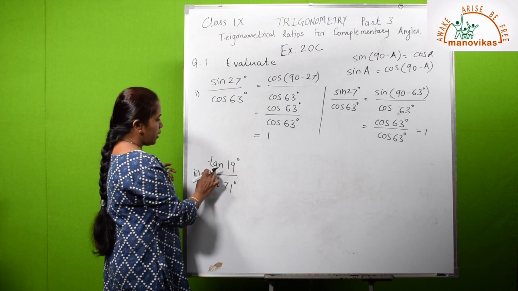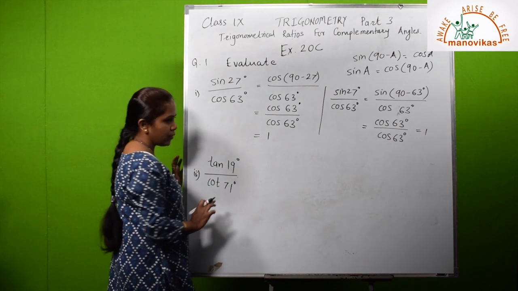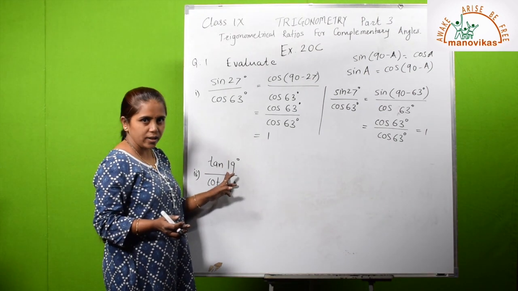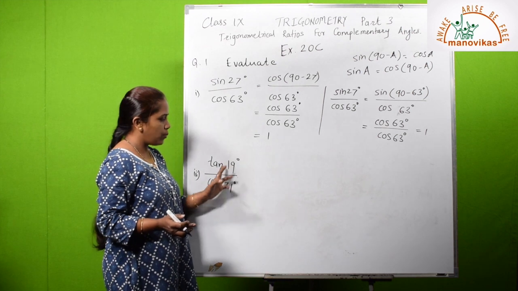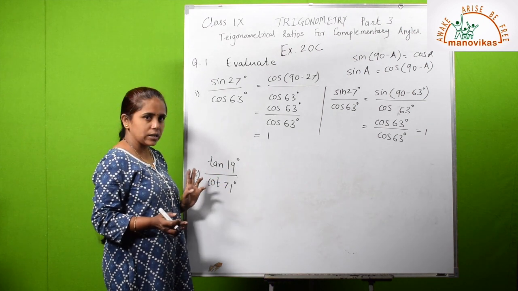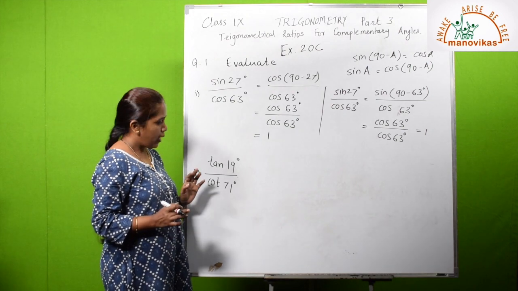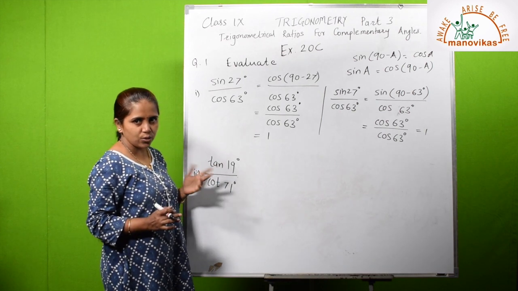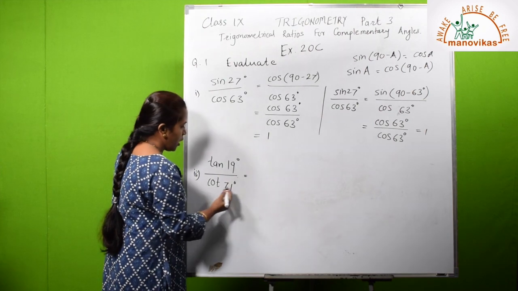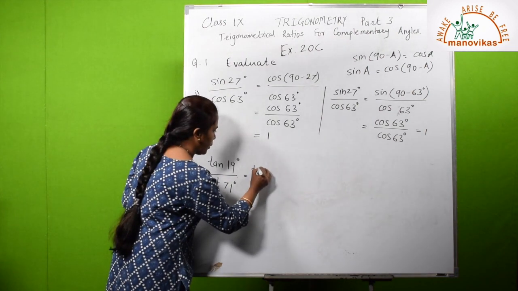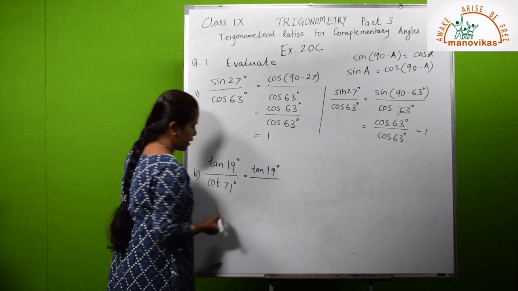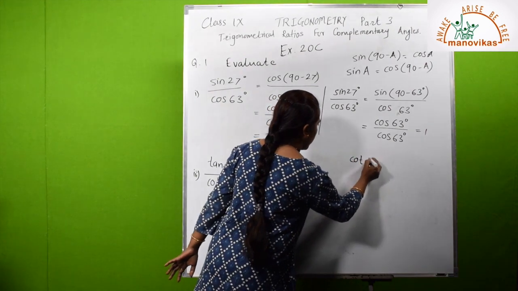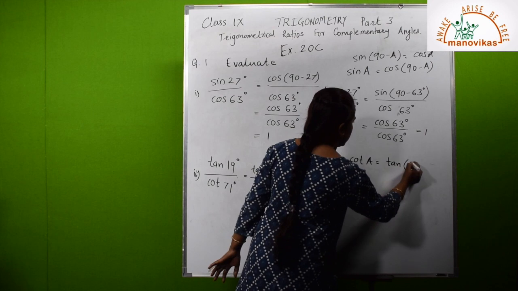Now second, tan 19 degree upon cot 71 degree. Again see, first the angles: 71 plus 19 is 90 degree. So sum of the two angles is 90. It means these two angles are complementary. Okay, now we have to see the ratios. Tan changes to cot and cot changes to tan. Now instead of the numerator, I'll see the denominator. I'll change the denominator. Now tan 19 degree as it is. Now cot 71 degree. Again we have the formula for cot A as tan 90 minus A.